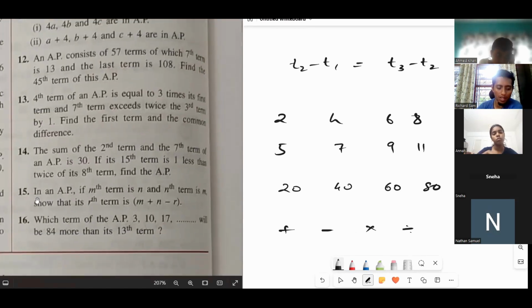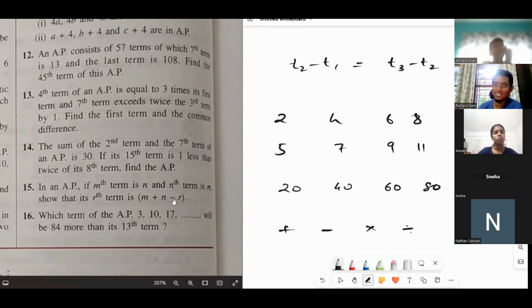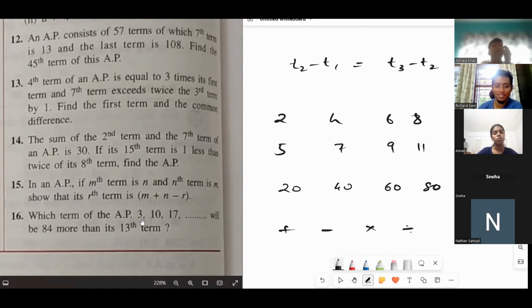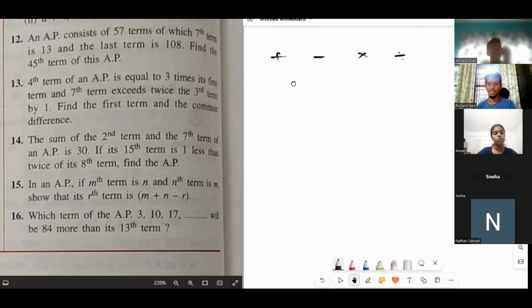15th one. In an AP, if the mth term is n and the nth term is m, show that the rth term is m plus n minus r. Some confusing questions like these are there, which might not generally come. So what do they mean anyway? Let's try to solve it.